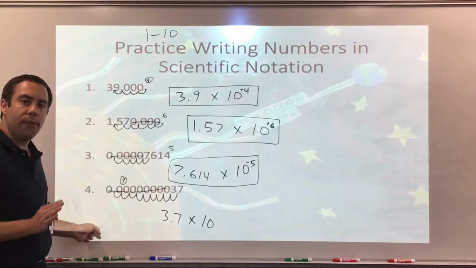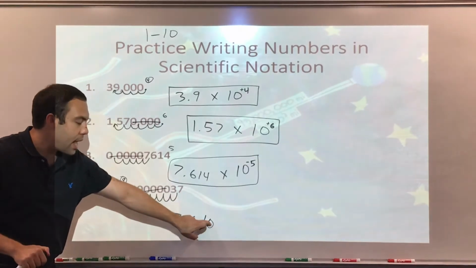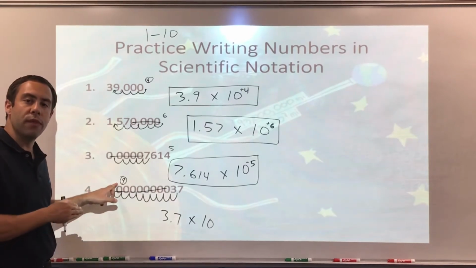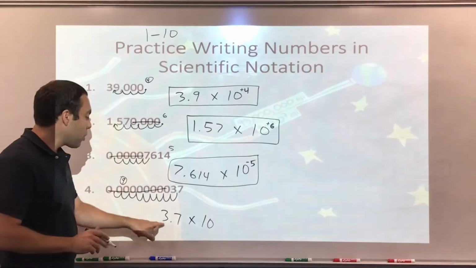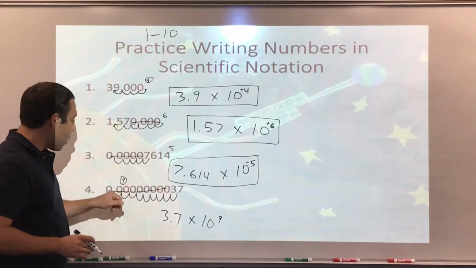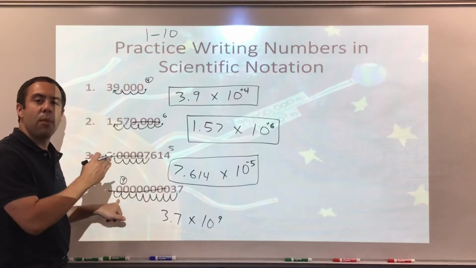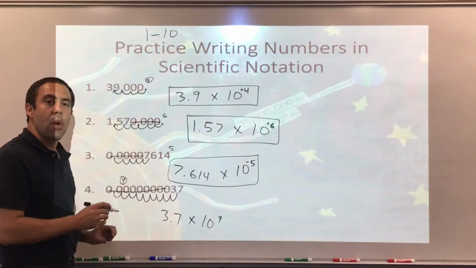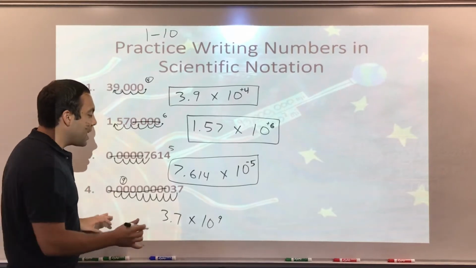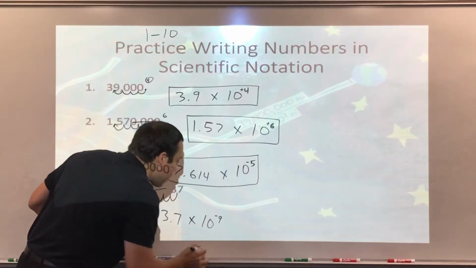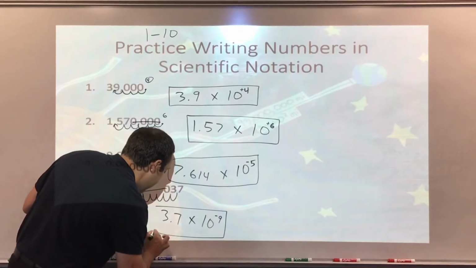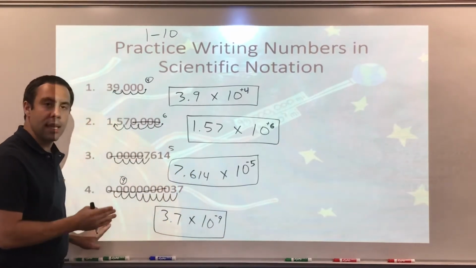And for step 4, we're going to raise that 10 to a number equal to the number of times we move the decimal point. So 3.7 times 10 to the 9th. But we're not done. We have a small number, and we move the decimal point to the right. When you move the decimal point to the right, as per step 4, that gives you a negative exponent. So our final answer is 3.7 times 10 to the negative 9th.